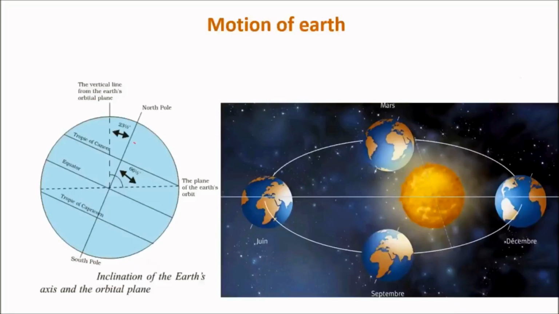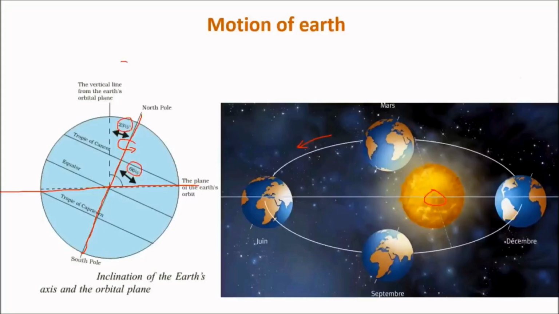The first important motion is rotation, where Earth rotates along an axis that runs from North Pole to South Pole. The other important kind of motion is revolution, where Earth revolves around the Sun in a fixed orbit, which is elliptical in shape. It is not circular but elliptical, and this plane in which Earth revolves is called the orbital plane. And the axis makes an angle of 66.5 degree with the orbital plane. Hence, the Earth is said to be tilted by an angle of 23.5 degree.